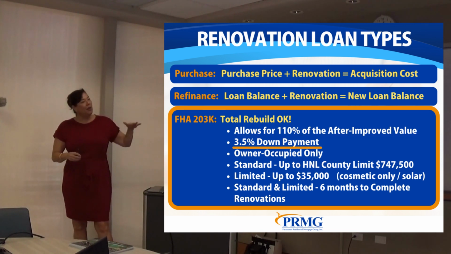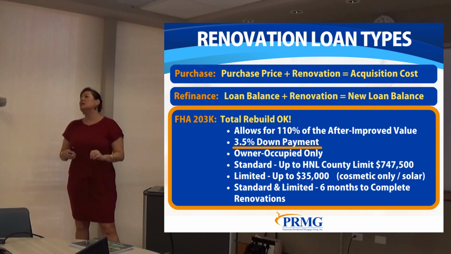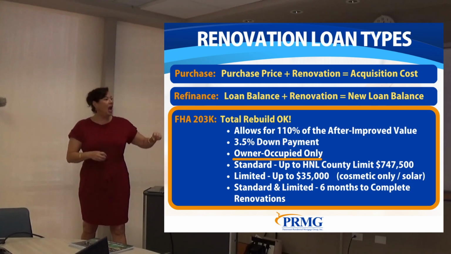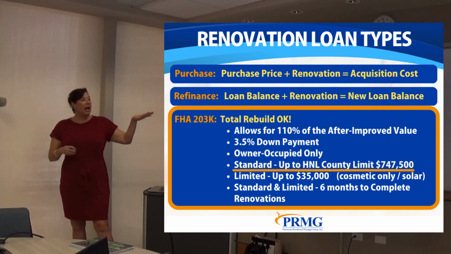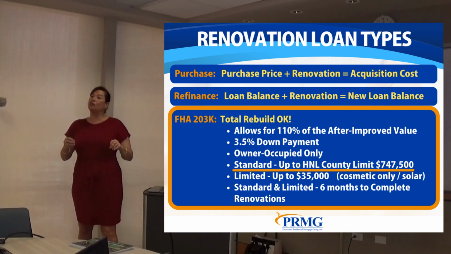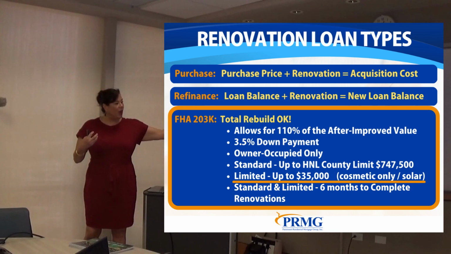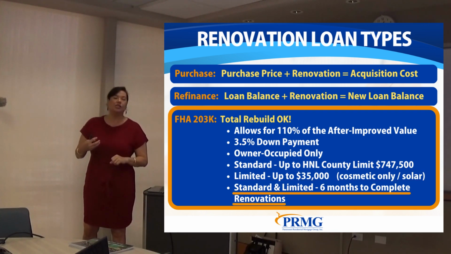So 3.5% down payment is all that you need to put down on your $600,000 loan acquisition cost. Owner occupied only. Standard allows, in fact, any FHA loan right now will allow you to go up to $747,500 as a loan amount. And then whether you're doing the limited or the standard, you need 6 months to complete the renovation.